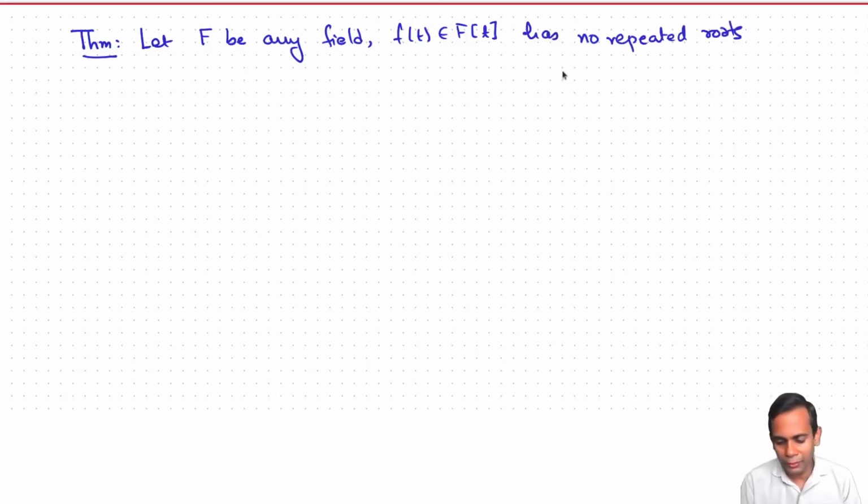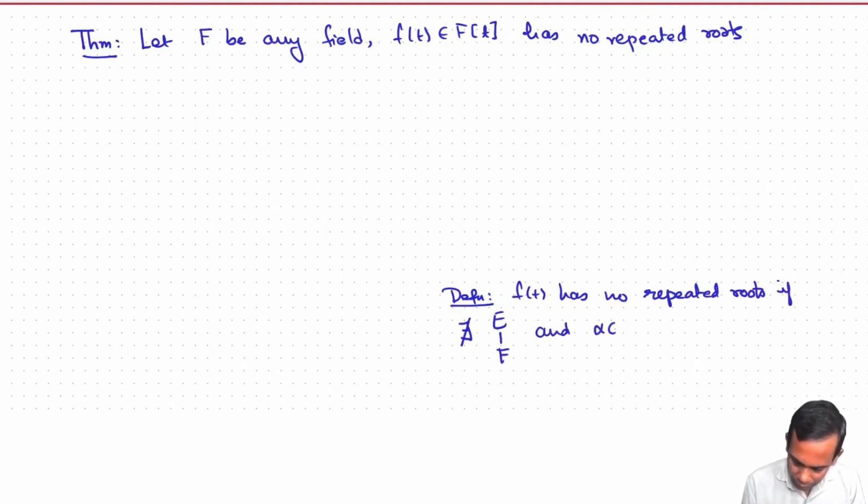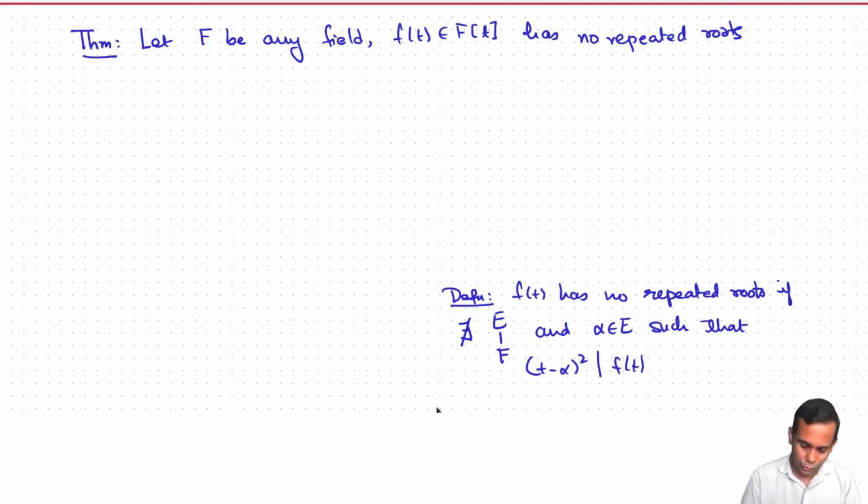So maybe I should clarify here, what does it mean for a polynomial to have no repeated roots? Let's just say that f(t) has no repeated roots if there does not exist any extension E over F and alpha belonging to E such that (t minus alpha) squared divides f(t). So basically you're saying that repeated roots don't exist, just to be extra clear here.